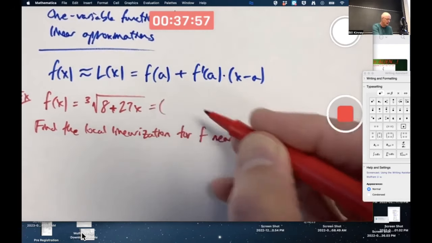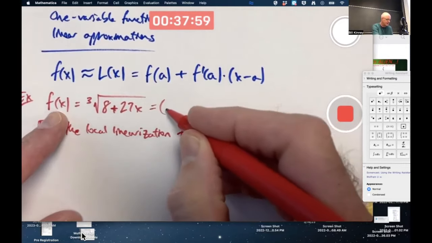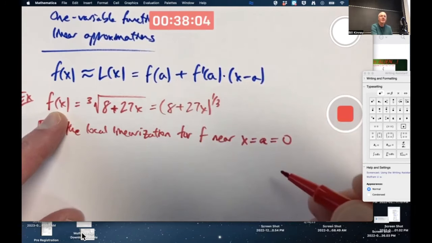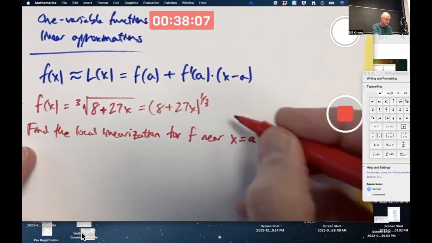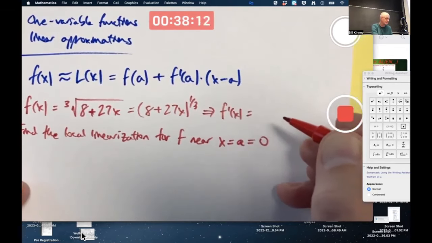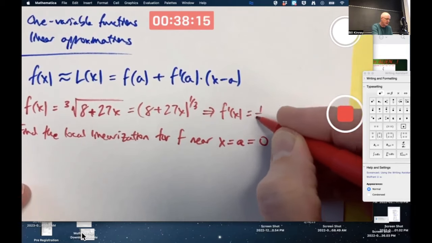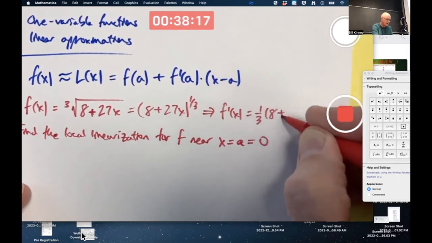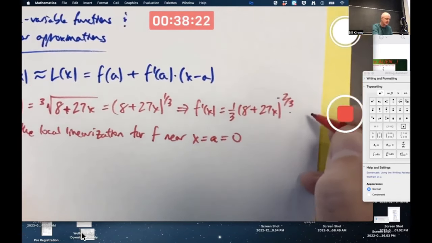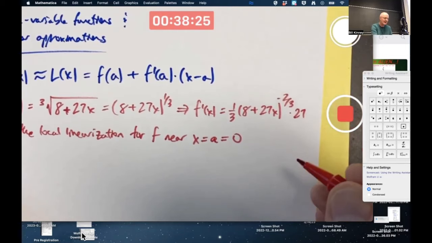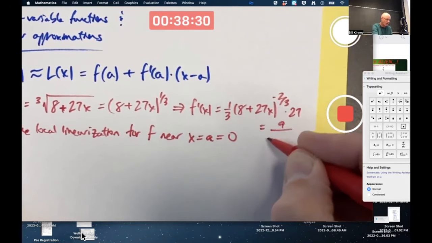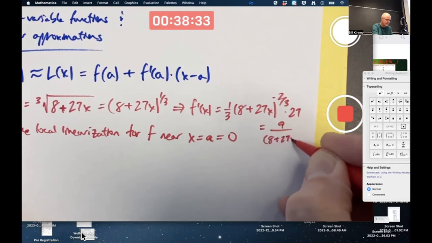How? Well, I got to plug in a equals 0, first of all, into f, which I'll also write like this for ease of differentiation. And its derivative, f prime of x. What is its derivative? Take the derivative with the chain rule. Bring the 1/3 down. Subtract 1 from the exponent. Don't forget to multiply times the derivative of the inside function. And yeah, maybe it'd be good to simplify this a little bit. This simplifies to 9 over 8 plus 27x to the 2/3 power.